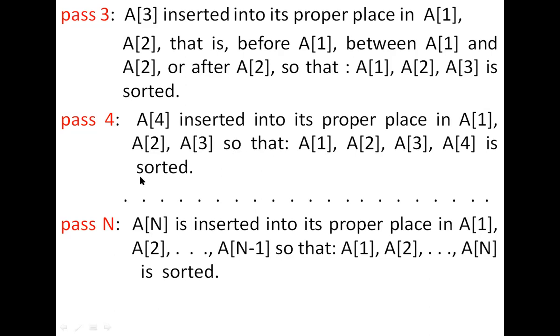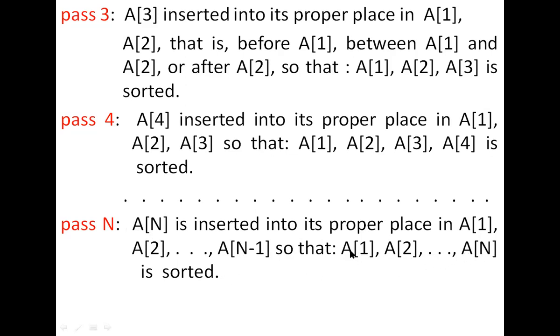So in this way, we proceed to each and every element. We pick each element and insert it into its proper position. And finally, when we reach the nth step or nth pass, the last element A of n is to be inserted into its proper place in A of 1, A of 2, A of 3 up to A of n minus 1, so that A of 1, A of 2 up to A of n is sorted.